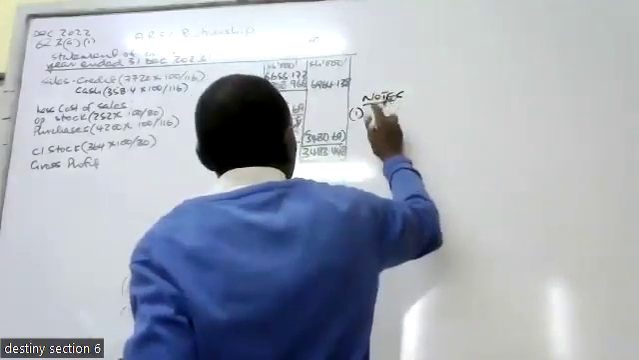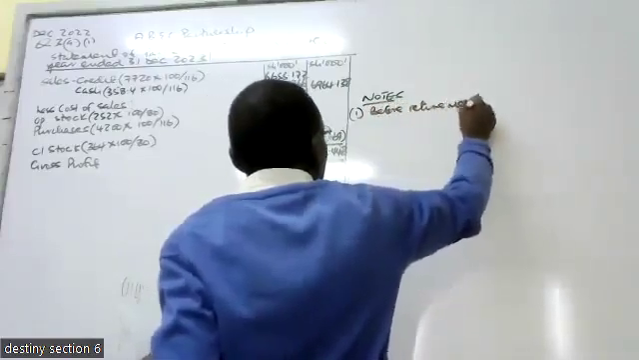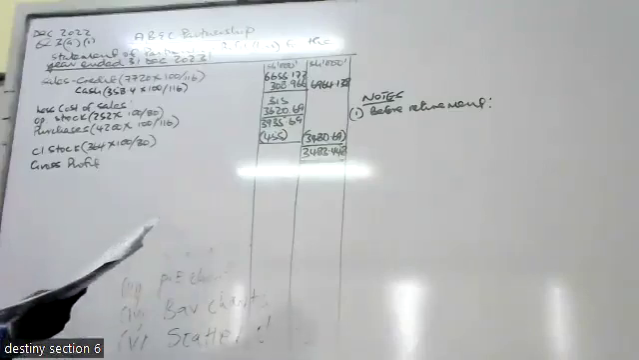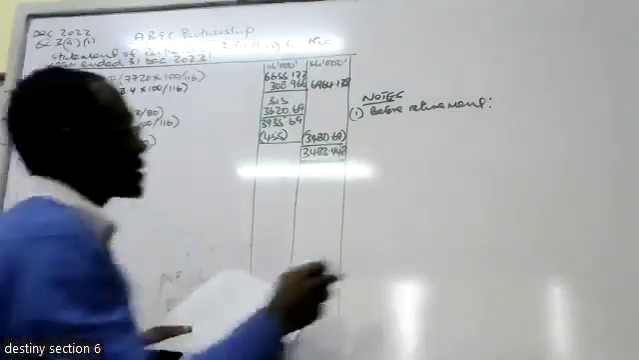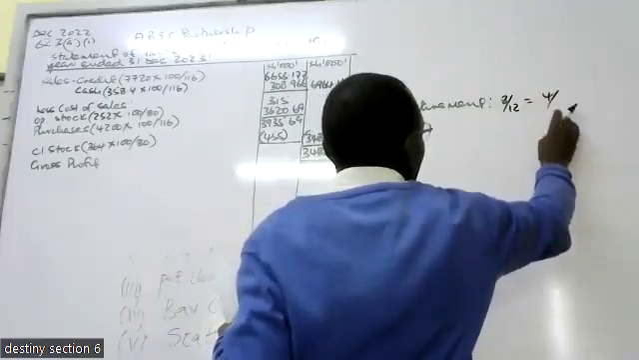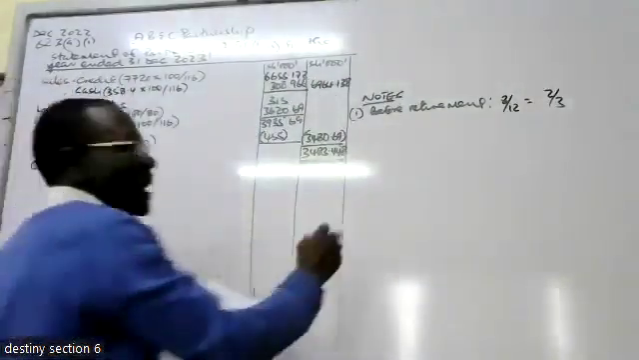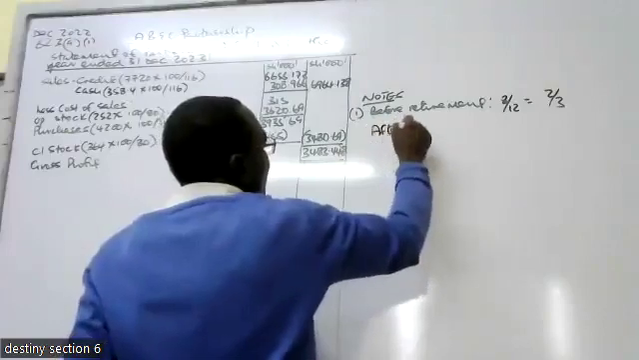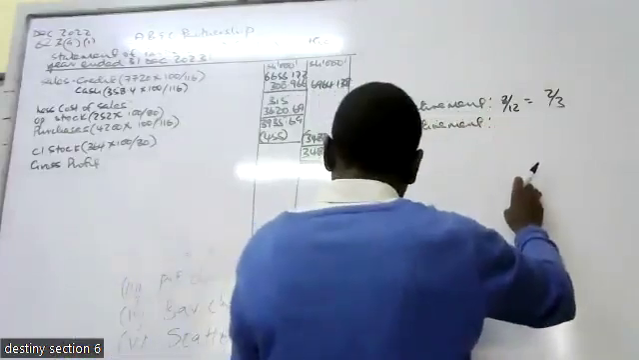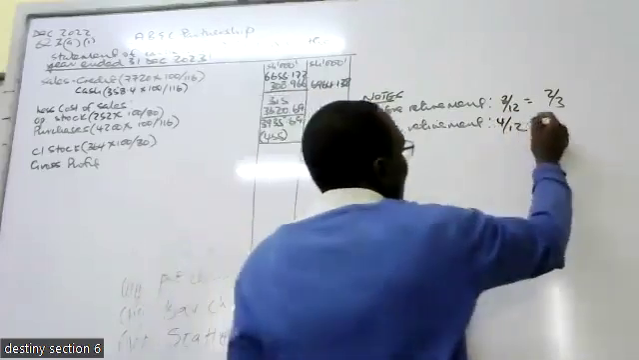Before retirement, it is 8 months, up to 31st of August. So that's 8 months over 12, which is two thirds. Then after retirement, from September, that will be 4 months over 12, so one third.